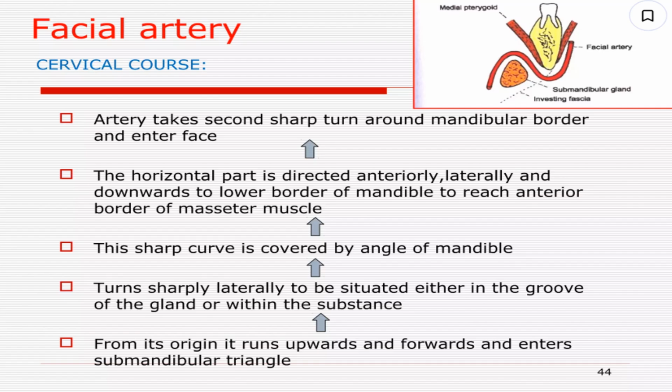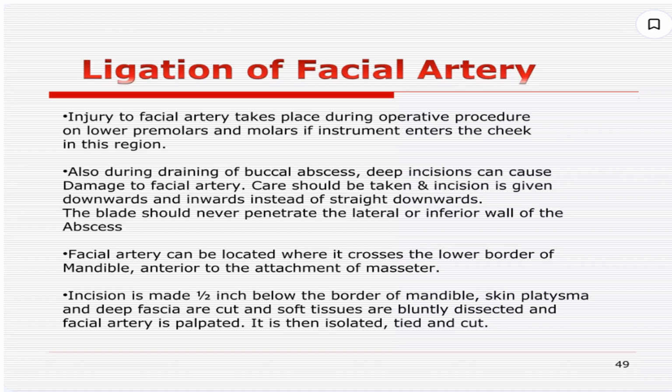Then the horizontal part is directed anteriorly, laterally, and downwards to the lower border of the mandible to reach the anterior border of the masseter muscle. So here this is the mandible, and to it the masseter muscle is attached. It turns around the submandibular gland and crosses the lower border of the mandible along the anterior border of the masseter. It ascends upwards. The artery takes the second sharp turn around the mandibular border and enters into the face.